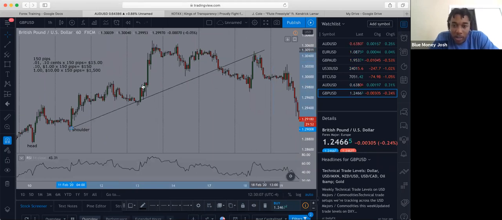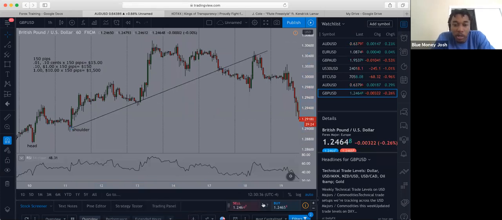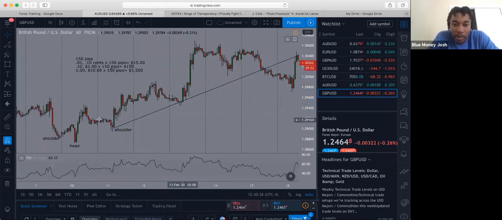Because as long as it remains structure, you can stand as long as you want. So it came up, came down to touch this trend line, went up, came down, it broke it right here. This is when you would come out. So you could have got it at the high, which is 150 pips, or you could have came out right here, 114 pips. Either way, you're getting 100 pips just because you saw a clean head and shoulders.